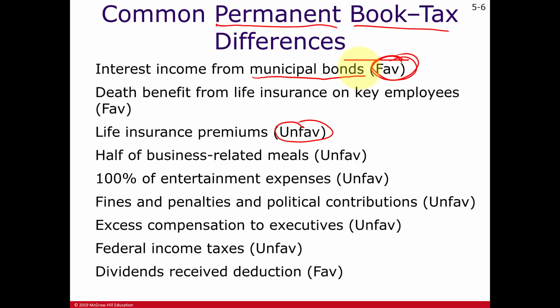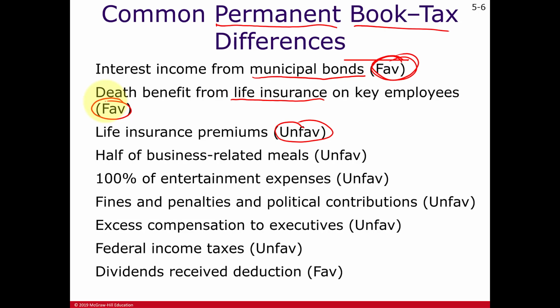If your corporation is the beneficiary of a life insurance policy, generally that is tax-free income. It's still income reported on the income statement, but tax-free on the tax return. So it's a favorable, permanent difference.